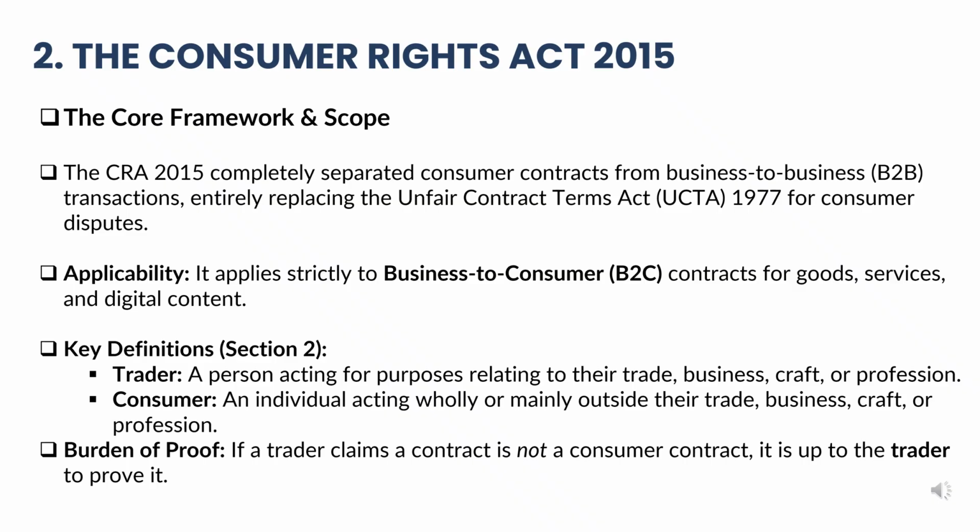Finally, let's look at how the machinery of the courtroom handles a dispute over identity. Just as we saw UCTA shift the burden of proof regarding reasonableness, the CRA features its own distinct mechanism for the burden of proof. If a trader tries to claim in court that a contract is not a consumer contract in order to escape these strict rules, the statute dictates that it is up to the trader to prove it. The law automatically presumes the buyer is a consumer until the business proves otherwise.